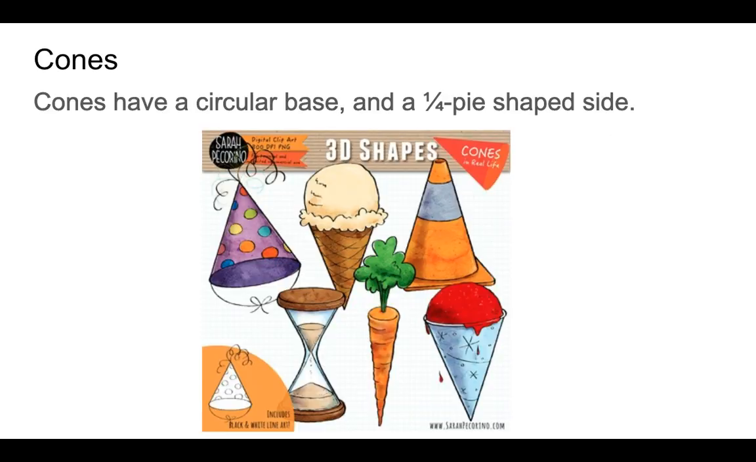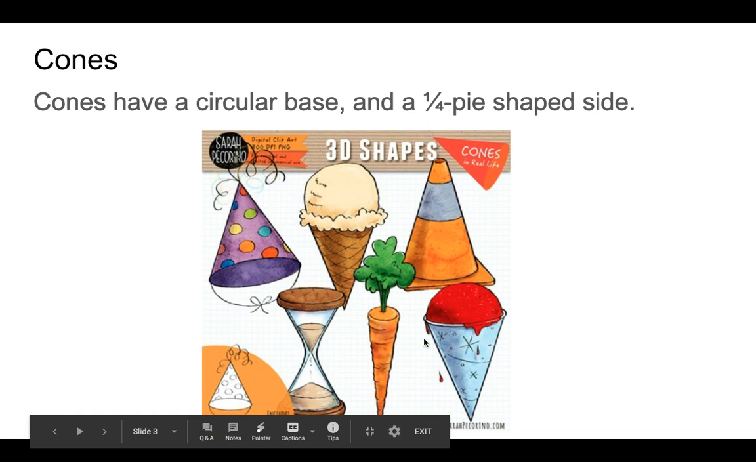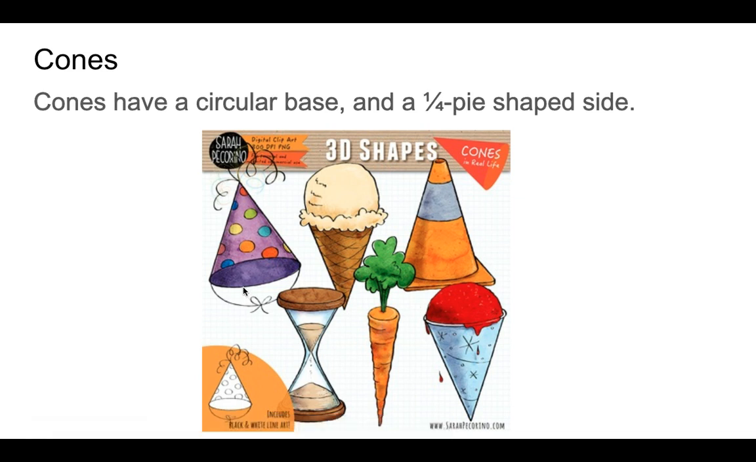Okay, let's take a look at some cones. You are probably familiar with the shape. Here's some examples. Cones have a circular base, and then if we unwrap the side of it, it looks like a quarter of a pie. And I'm going to show you that on the next slide when we do the net.